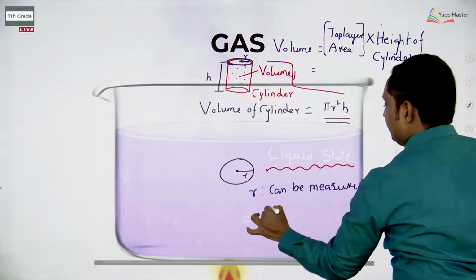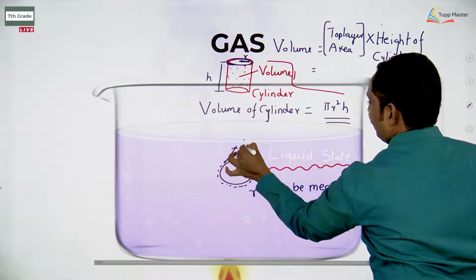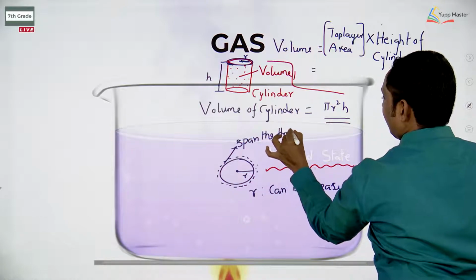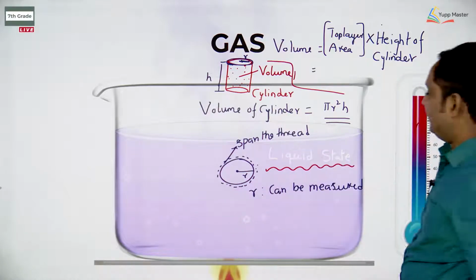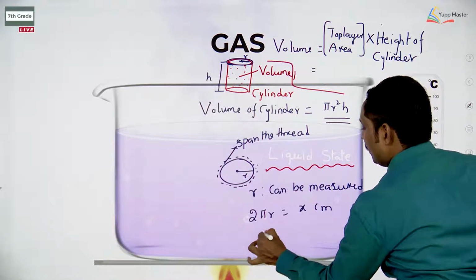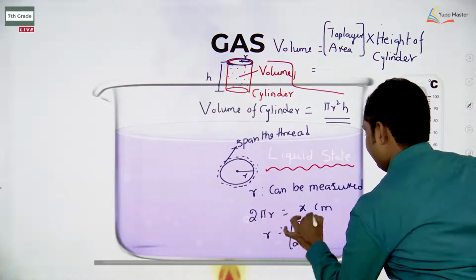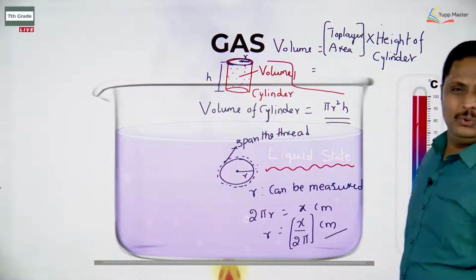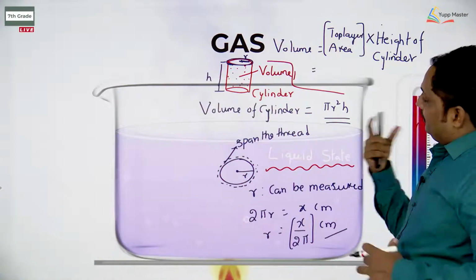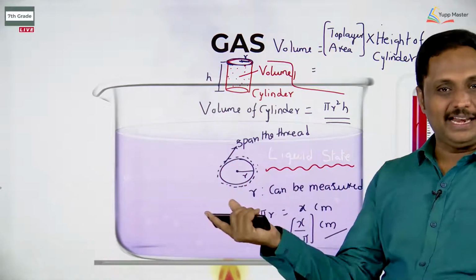Measured by taking a thread, just you can span the thread. Yes, you have to span the thread. Easily you will identify that 2 pi r is equal to some x centimeter. Therefore, r is equal to x by 2 pi centimeter. Easily you can have that measurement, you can execute that activity with the help of simple instruments. You will take the thread and a scale, it's enough to measure that.